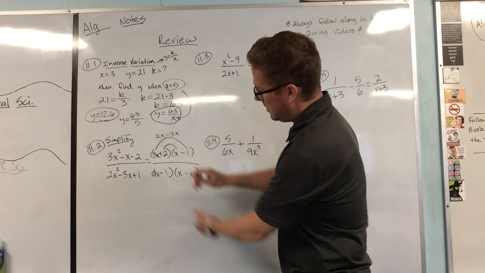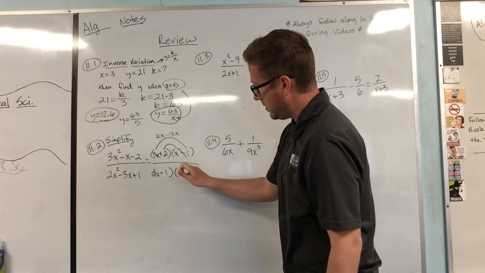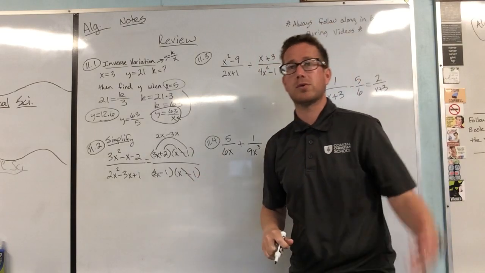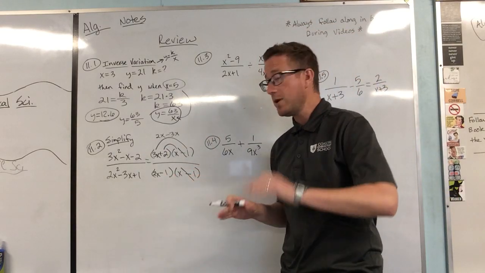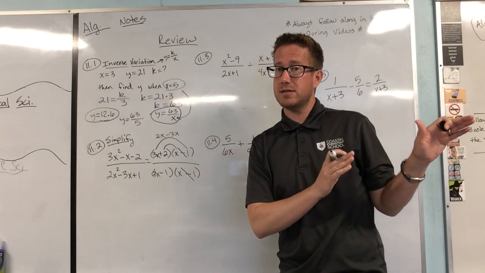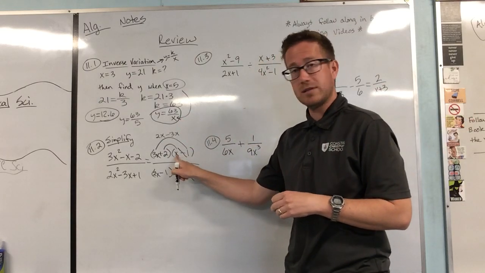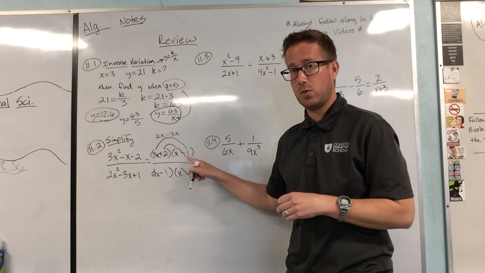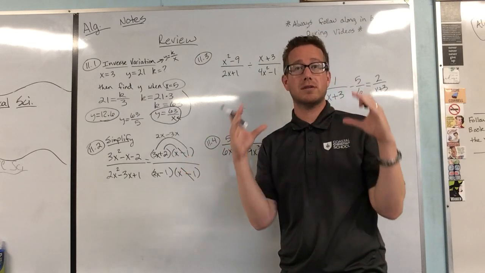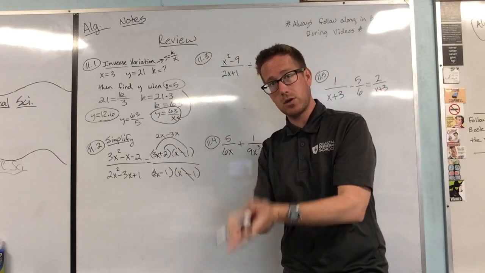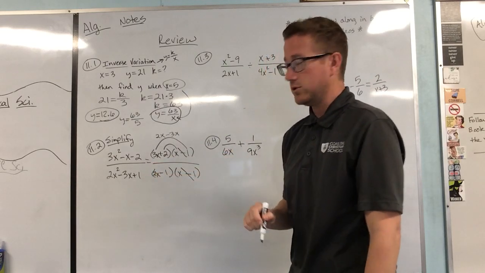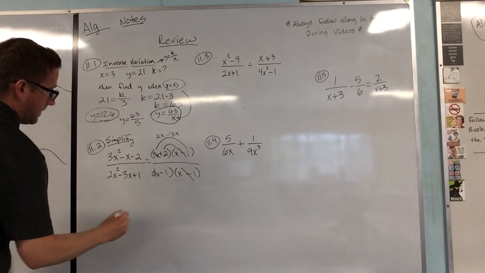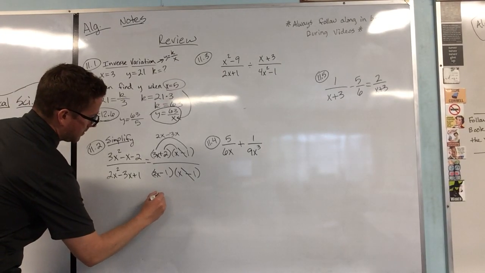Take a look at the top and the bottom. I see x minus 1s on both top and bottom, so they can be crossed out. Remember, it's an all or nothing situation. You can't just cross out the x or just cross out the 1. It has to be the whole expression. X minus 1 gone, leaving me with 3x plus 2 over 2x minus 1 as my final answer.